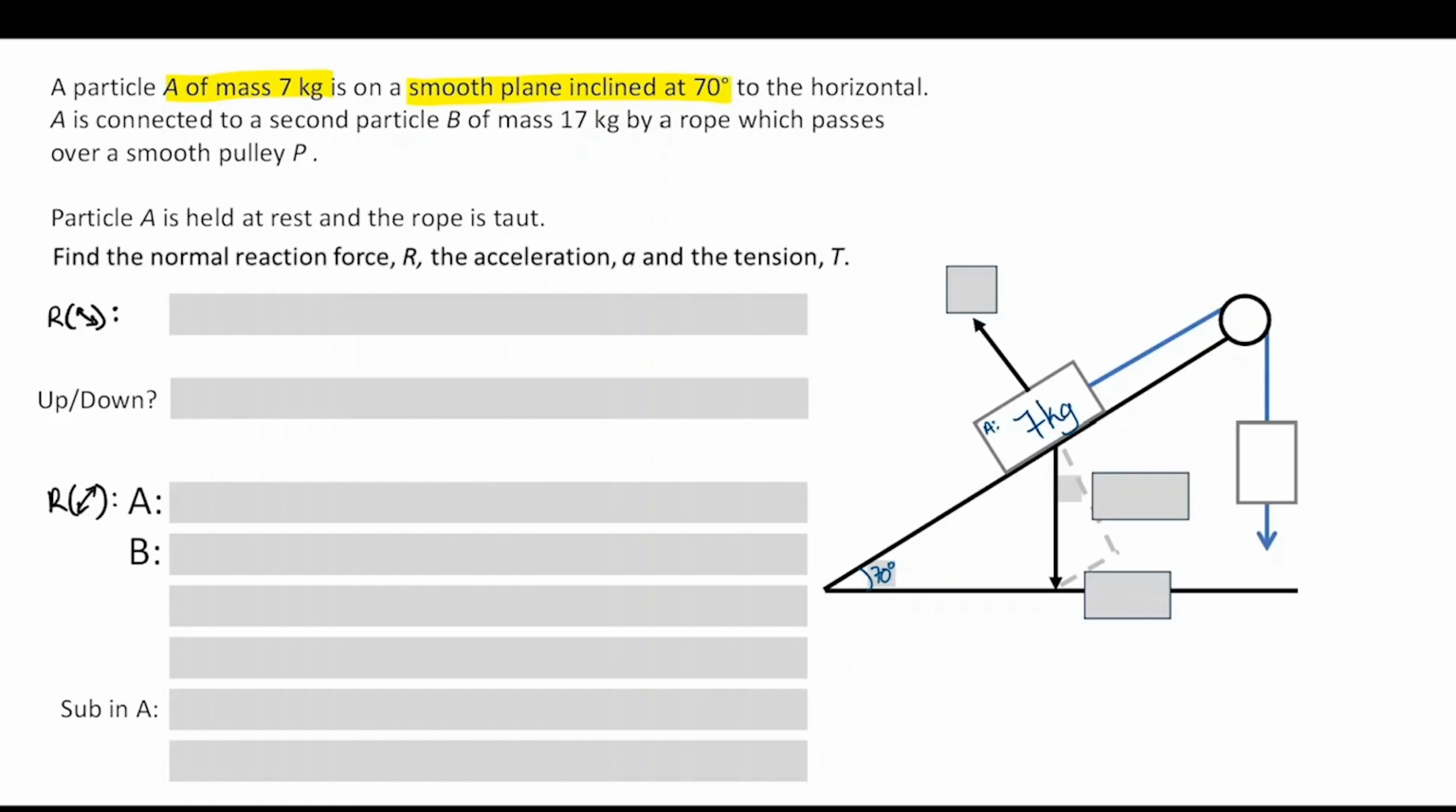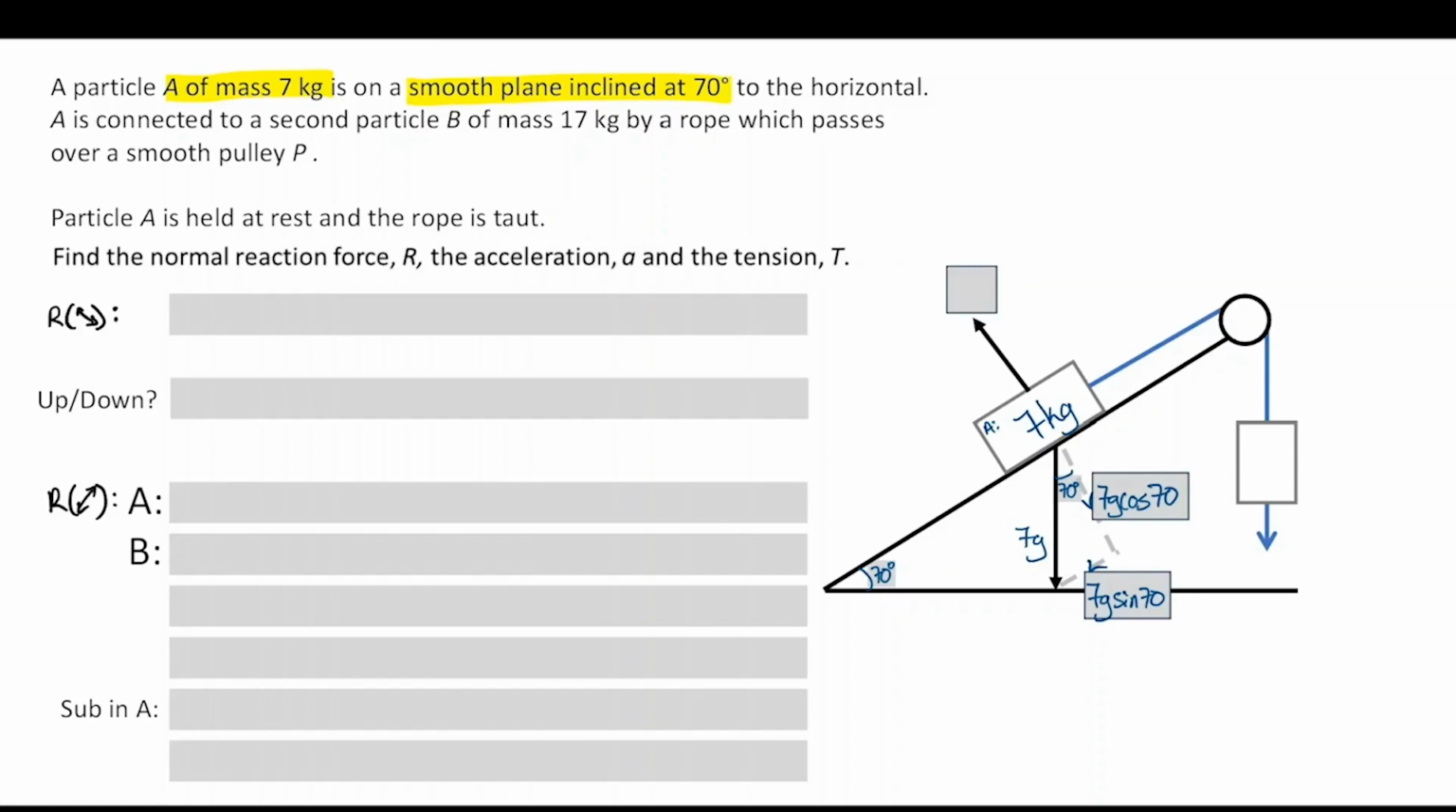This gives rise to a lot of other information. If there's a mass of 7 kilograms, we know that there must be a weight of 7g. If we have an angle of 70 degrees at the incline, there's an angle of 70 degrees here. And we can now find our perpendicular components, so parallel and perpendicular to the slope. In these directions, we get 7g sine 70 and 7g cosine 70. So a lot of this came just from knowing 7 kilograms and the incline of the plane.